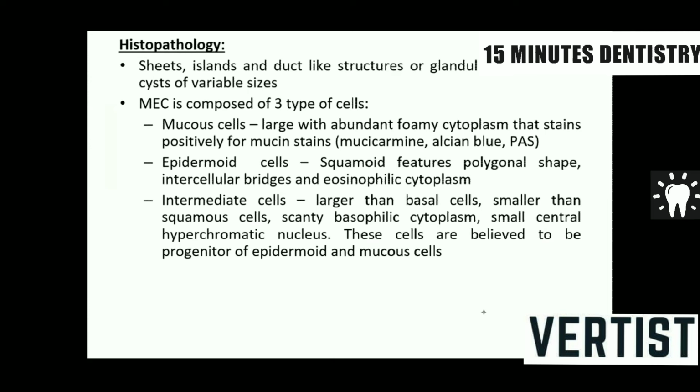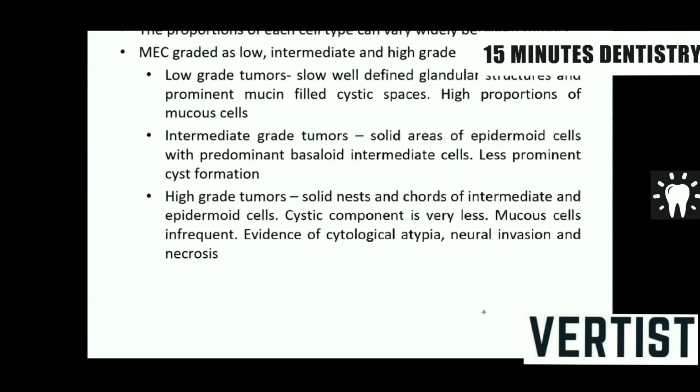Histopathological features are also very, very characteristic for MEC. There are sheets, islands, and duct-like structures or glandular pattern with cysts of variable sizes. Mucoepidermoid carcinoma is composed of three types of cells: mucus cells, which are large with abundant foamy cytoplasm, epidermoid cells with squamoid features, and intermediate cells, which are larger than basal cells but smaller than squamous cells. And these intermediate cells are believed to be the progenitor cells for epidermoid and mucus cells.